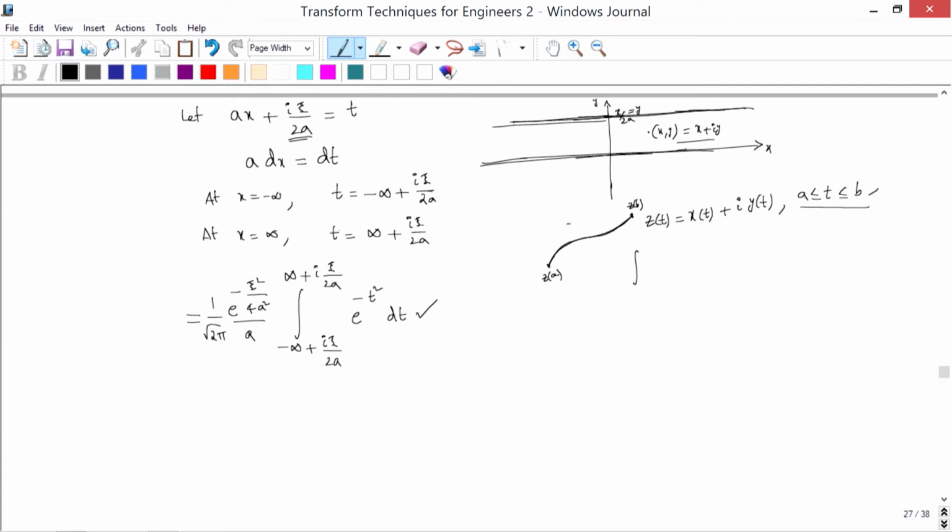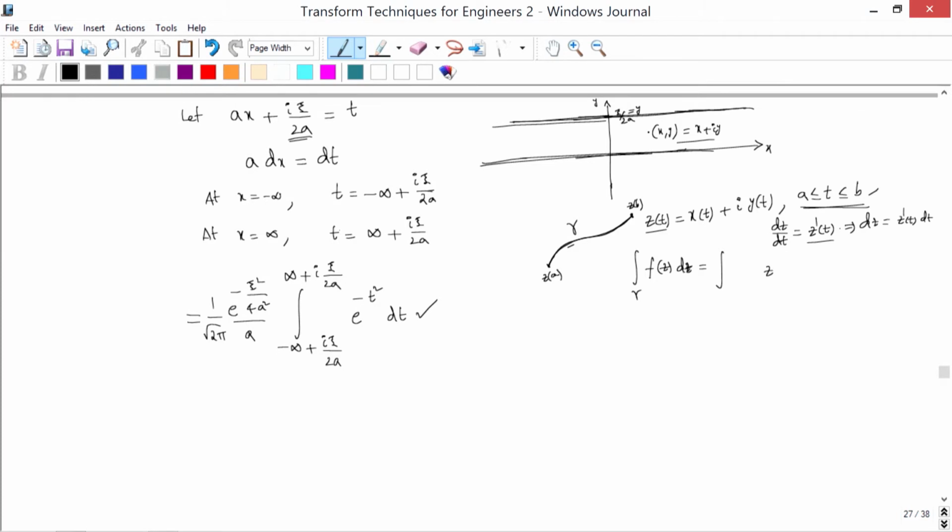Let us call this curve gamma. So you want the integral over gamma of f of z dz, where gamma is a curve in the complex plane. What does this become? What is dz? Because z is a function of t, you can differentiate: dz by dt is z dash of t, so you can write dz as z dash of t into dt.